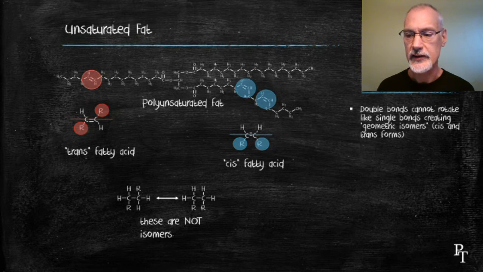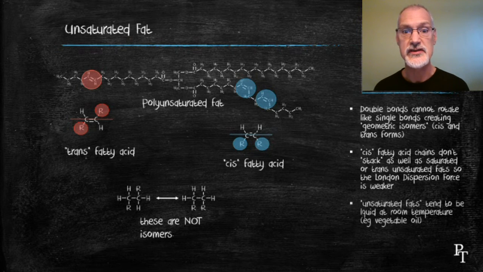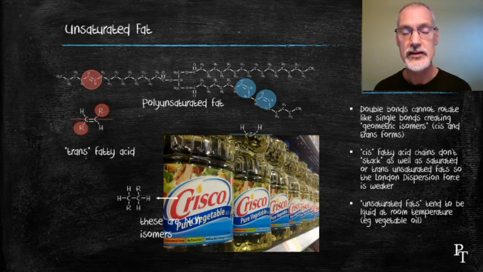The cis fatty acid, as I mentioned, leads to a situation with kinks in the chain, and that thereby distorts the amount of stacking and how easily the molecules can fit together. This reduces the London dispersion force. And as a result, many of these substances are liquids at room temperature, and you might recognize them as vegetable oils or peanut oils.